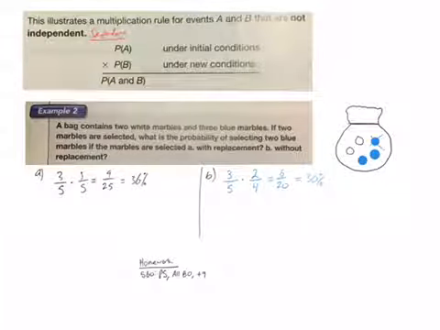So notice there is a difference. If you're able to put it back in there, then that increases your probability to 36%. But if you don't put it back in, then you just have a 30% chance. Feel free to watch this again if you need.